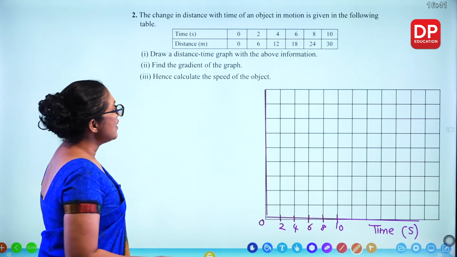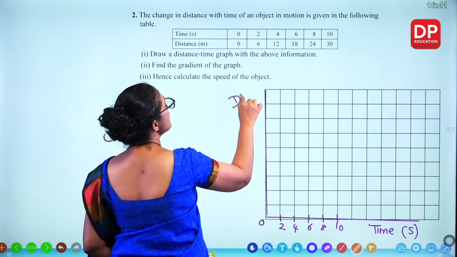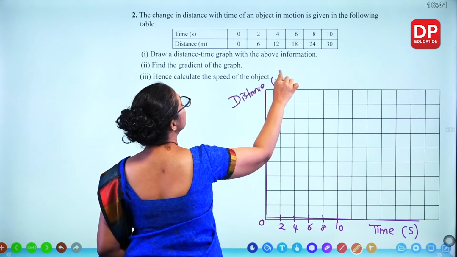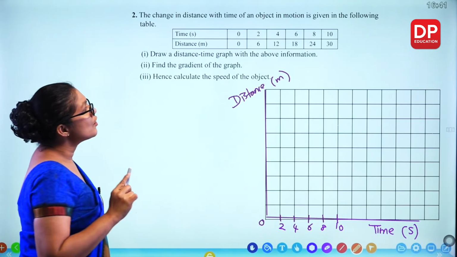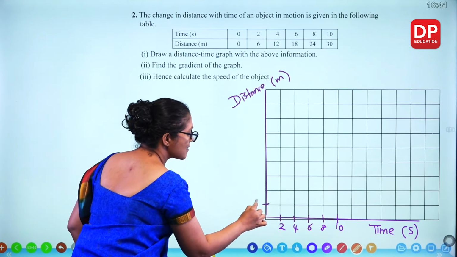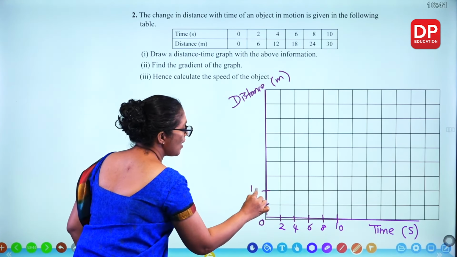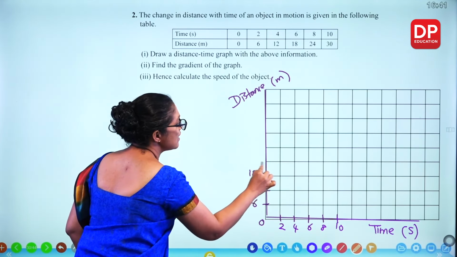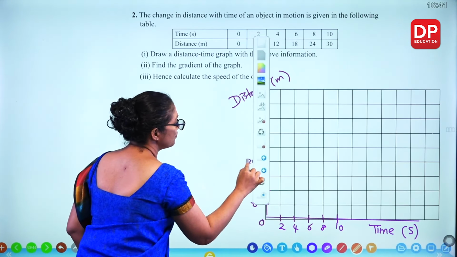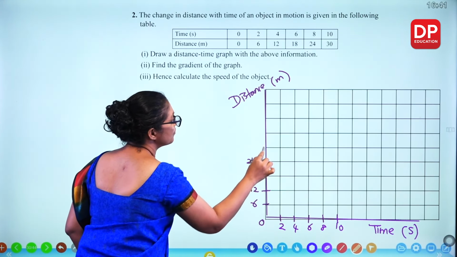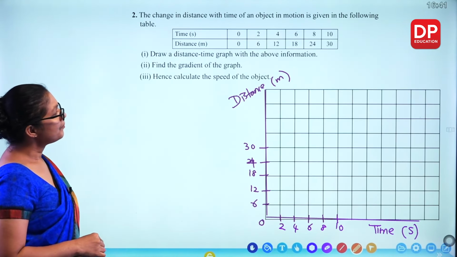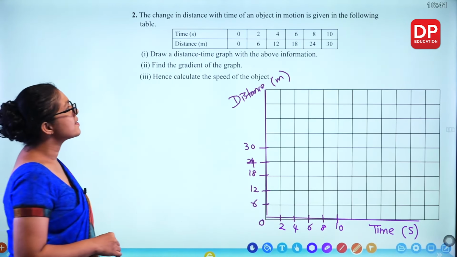What about the other one? Distance. Distance in meters. So 0 to 30. So I can take 1 square as 6. 6, 12, 18, 24, 30. That's the maximum. Now we can mark the points.